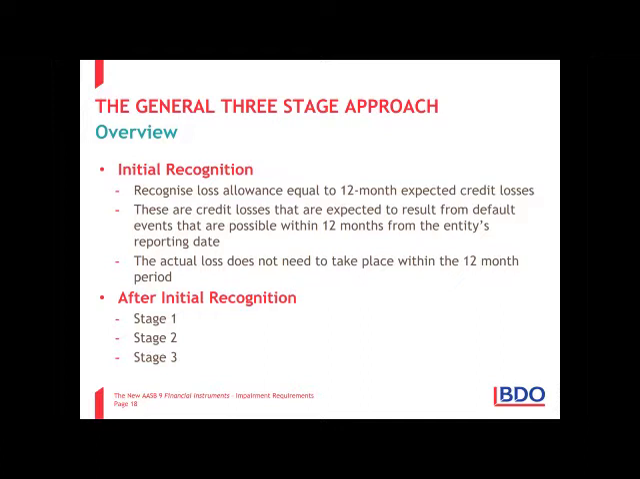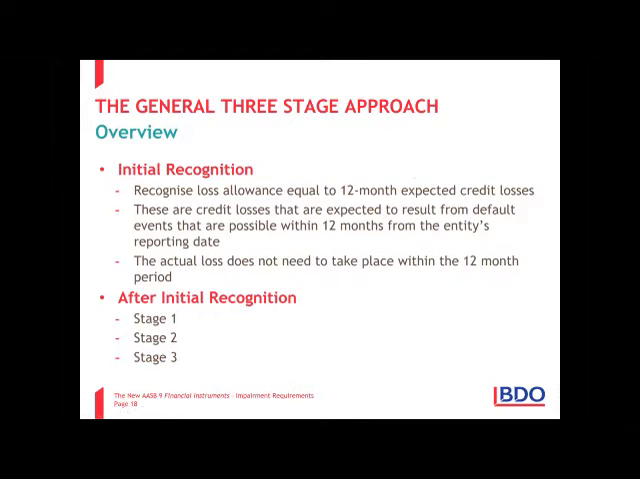Now, the 12-month expected credit losses are the credit losses that are expected to result from a default event that are possible within 12 months after the entity's, first of all, initial date of recognition or going forward after reporting date. The actual loss does not need to take place within the 12-month period, but we're looking at a default event that could possibly happen within the 12 months. So the emphasis is on potential default events within a 12-month period.